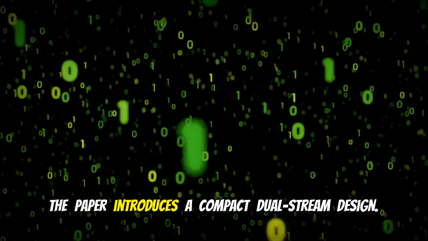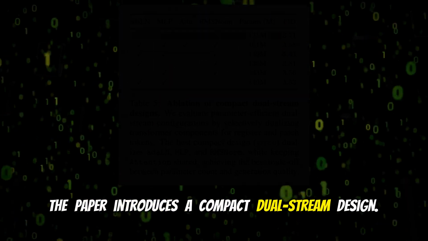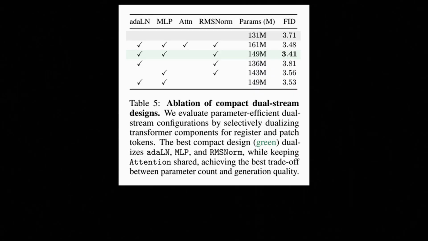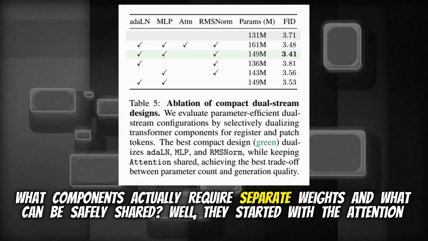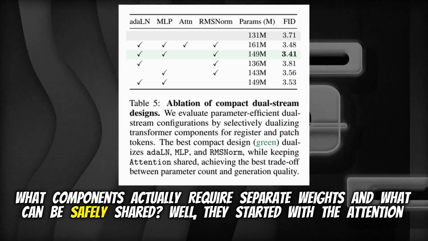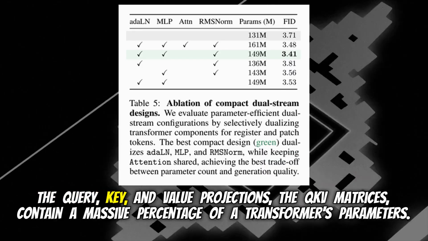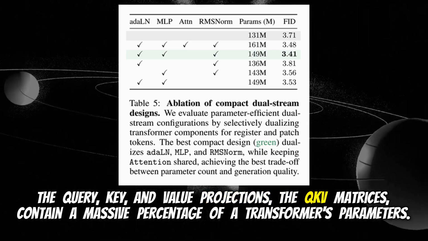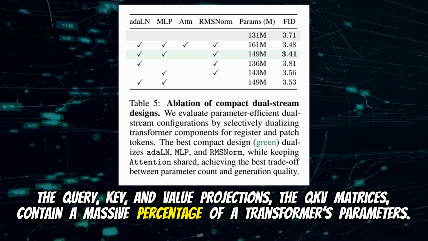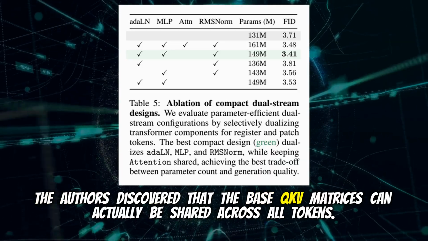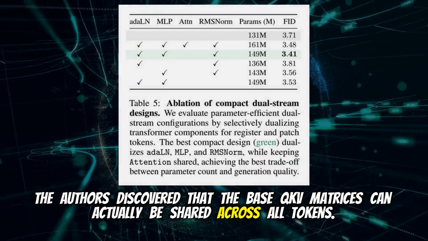Right. The paper introduces a compact dual-stream design. Let's break down the mechanics of this. It's such an elegant fix. What components actually require separate weights, and what can be safely shared? Well, they started with the attention mechanism. The query, key, and value projections, the QKV matrices, contain a massive percentage of a transformer's parameters. The authors discovered that the base QKV matrices can actually be shared across all tokens.